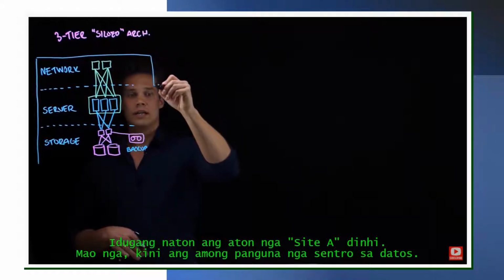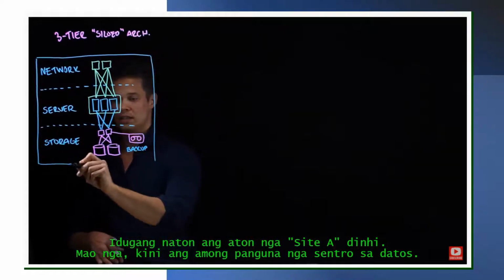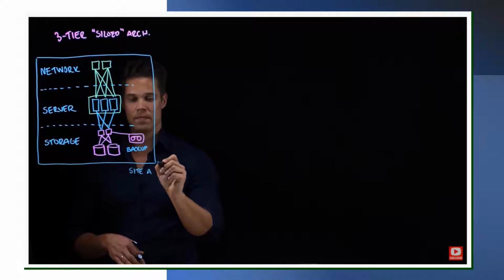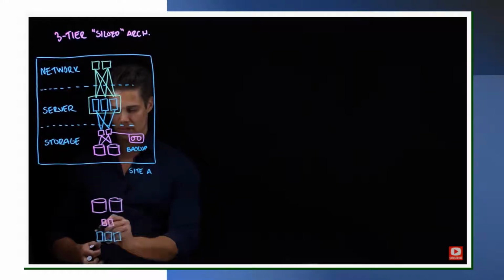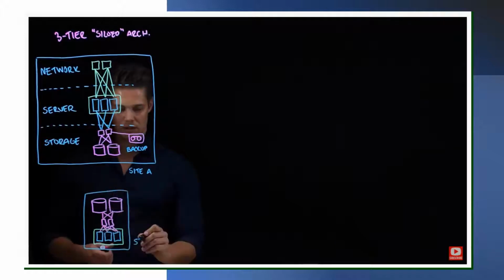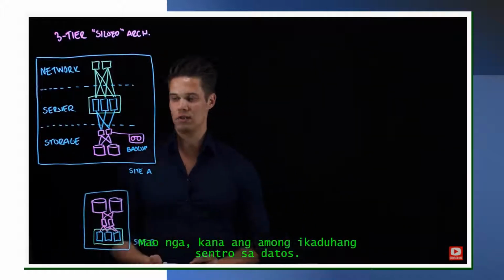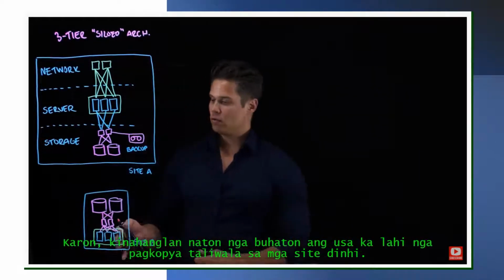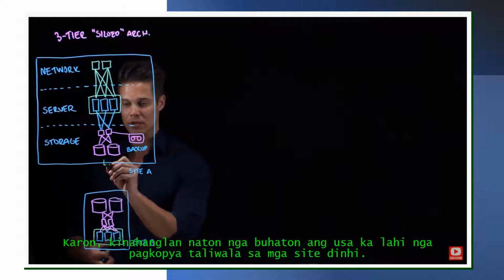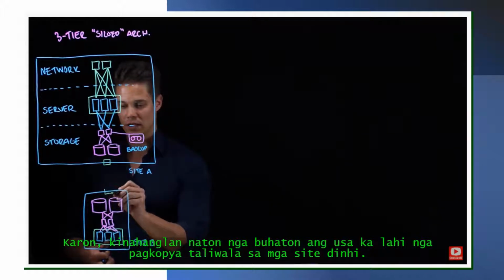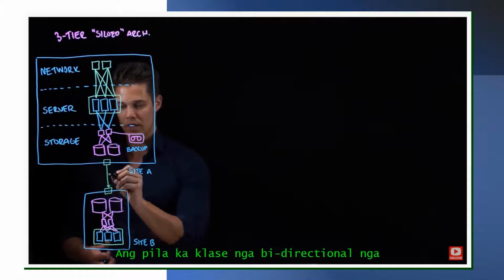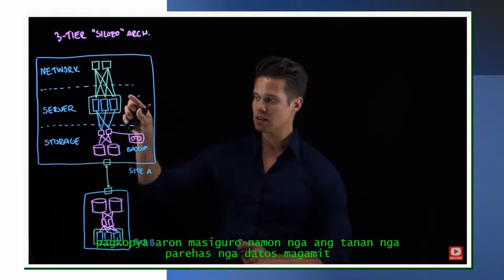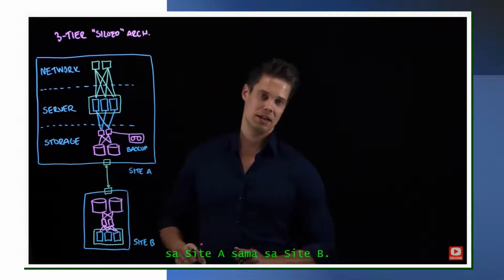Let's add our site A here. So this would be our primary data center. This is our site A. And that would be our secondary data center, site B, just as a backup in case something happens in the primary site. Now, we have to do some kind of replication between the sites here, some kind of bidirectional replication in order for us to be sure that all the same data is available in site B as in site A.